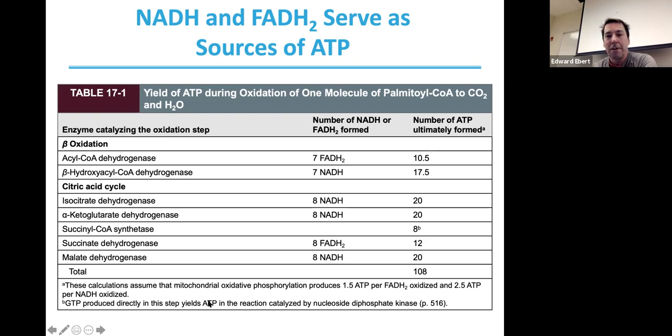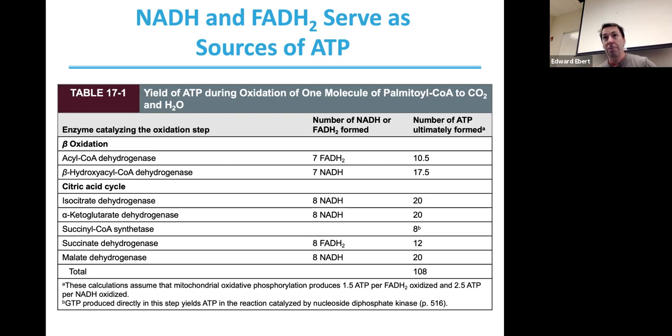I'll leave it to you guys to look at those calculations. I think I might have a question where I say, hey, justify why this is accurate or not, but we're not going to sweat it too much. The idea is that our fatty acids can produce a lot of energy. If we burn 1 palmitic acid, we get 108 ATPs. So lipids are great sources of energy.